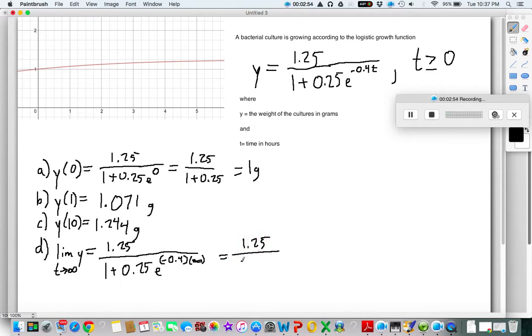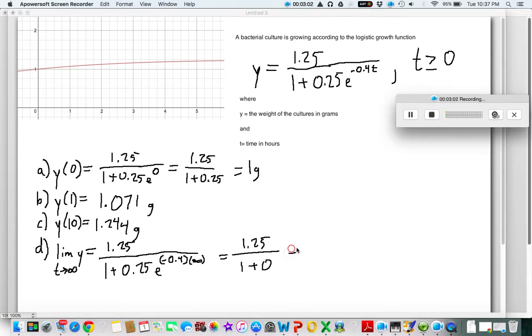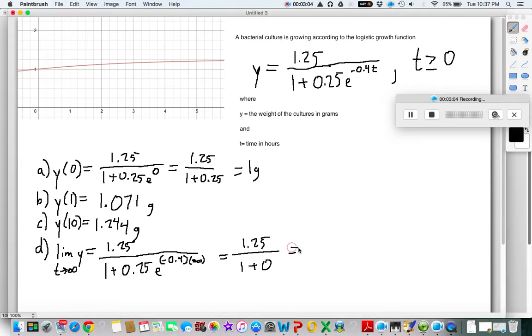So we end up with 1.25 over 1 plus nothing. Reaches that horizontal asymptote, which brings us back up to expect that as time passes, we will not get more than 1.25 grams out of the situation. We'll do a little bit more with logistic equations later on down the road. They're used in several places, especially when I took a math and biology class. We use logistic equations quite often to model our population growths of our different systems.